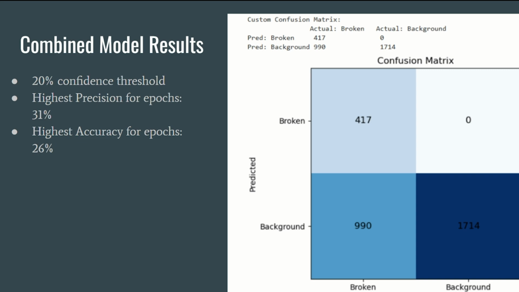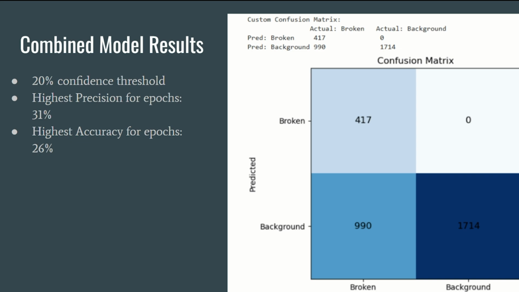From the confusion matrix, we correctly predicted 417 fractures and correctly identified 1,714 non-fractures. We had 0 false positives, meaning our model did not mistakenly classify any healthy vertebrae as fractured, but we missed 990 actual fractures, which means these fractures were incorrectly labeled as unbroken.